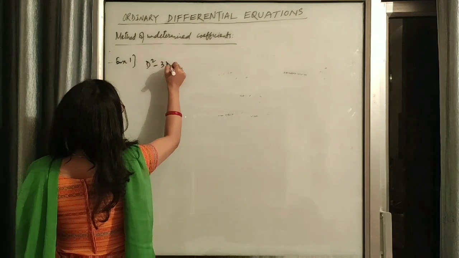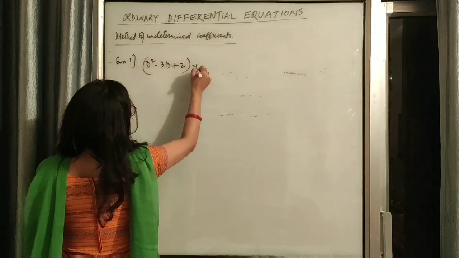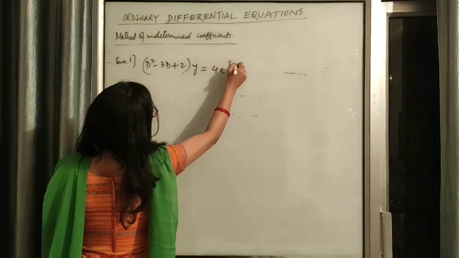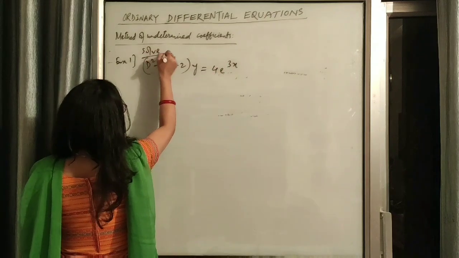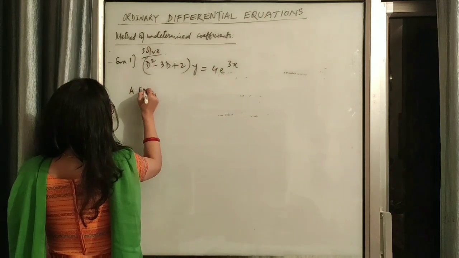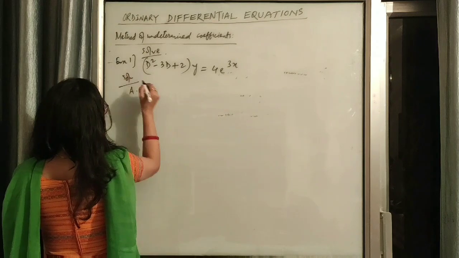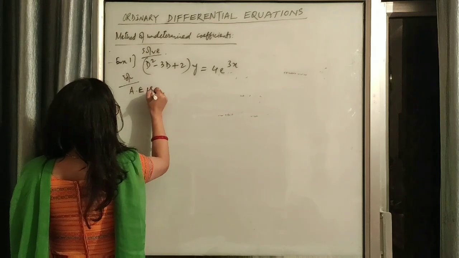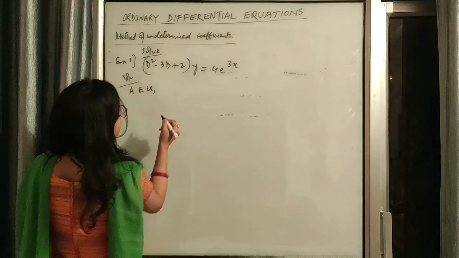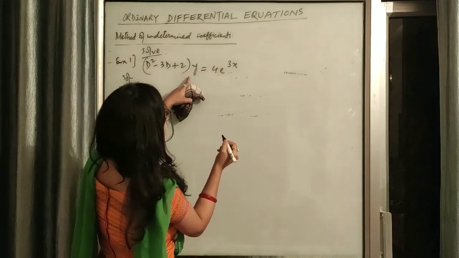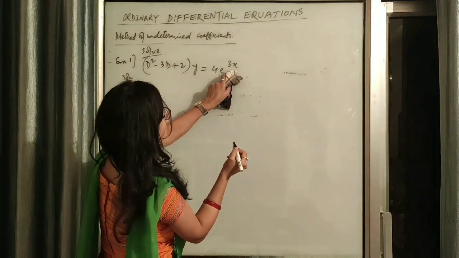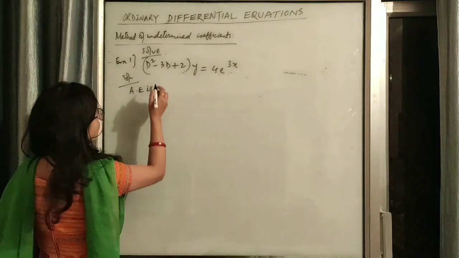To solve (D² − 3D + 2)y = 4e^(3x). So first, we will find the auxiliary equation of this given differential equation, (D² − 3D + 2)y = 4e^(3x). Here it's a second order differential equation with constant coefficients.